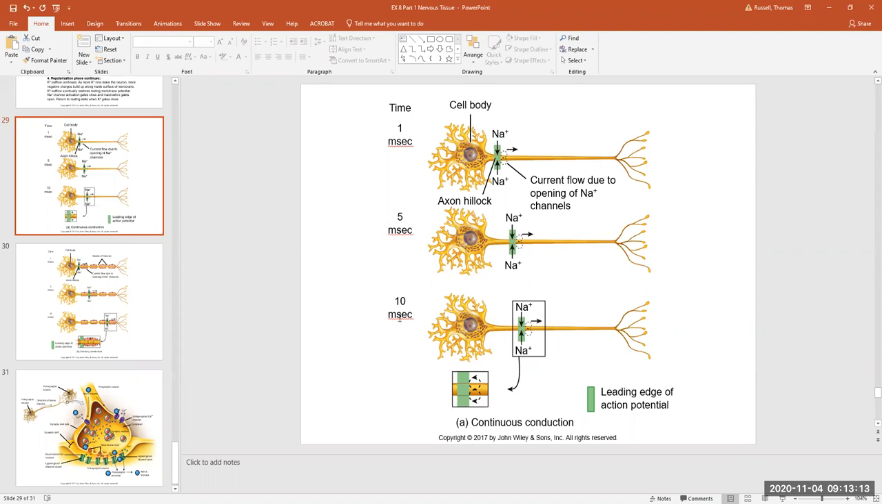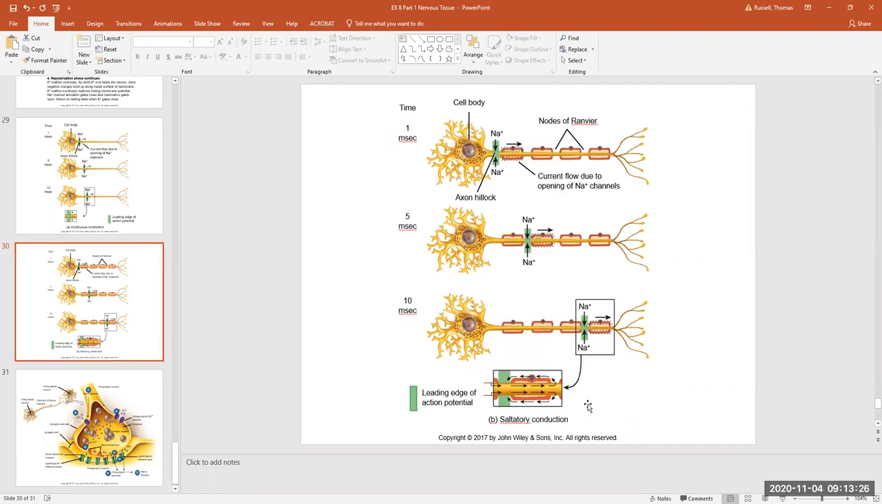There's 1,000 milliseconds in 1 second. But nonetheless, the distance that is covered, let's say within 10 milliseconds on a continuous conducting neuron, is only to this point. But on a saltatory conduction, it's almost all the way at the end. So I'm not going to ask you about the time values. You should know that saltatory conduction is faster than continuous conduction.